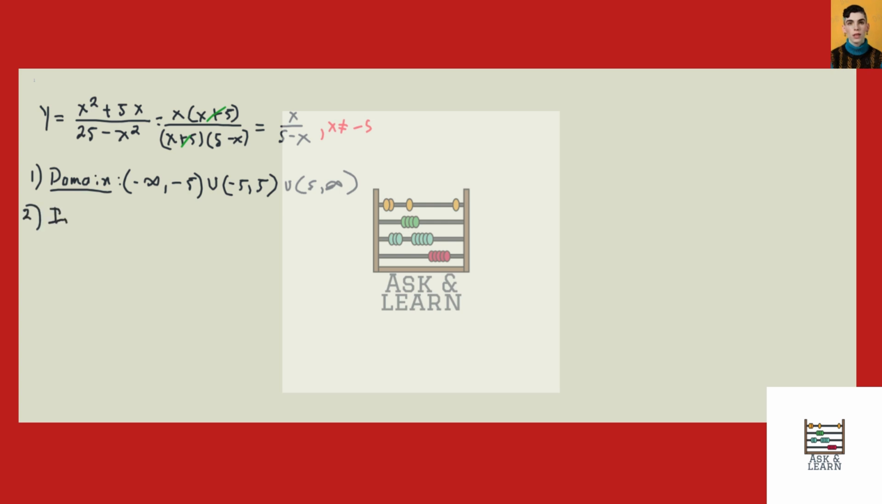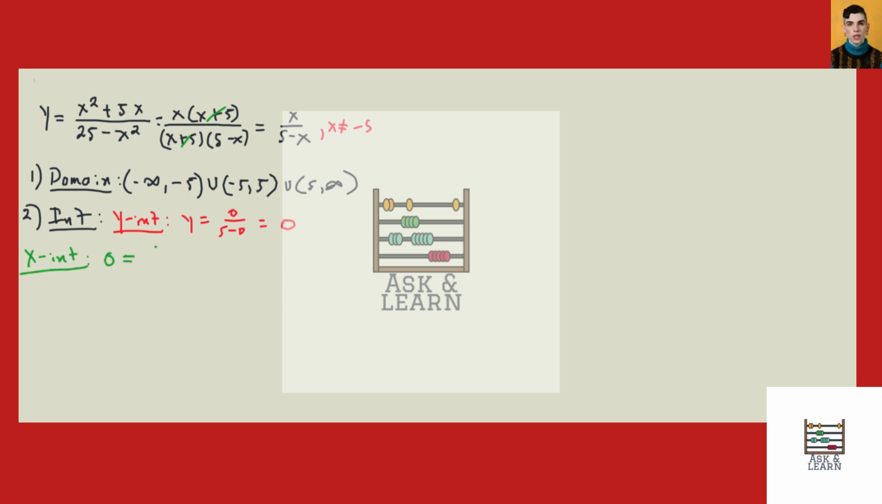The next thing they tell us to find is our intercepts. So let's go ahead and find our y-intercept first. So y-intercept, this is when x is equal to 0. So we're going to have y is equal to 0 over (5 minus 0), which would be 0 over 5, which is just 0. Now to find our x-intercept, we're going to go ahead and set y equal to 0.